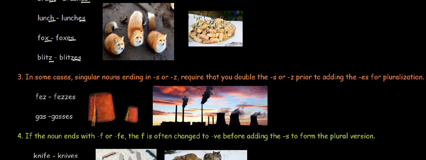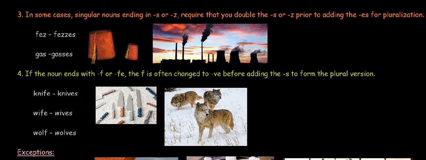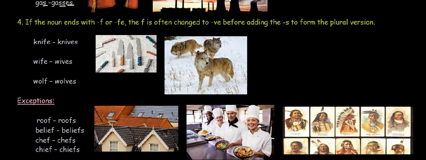Okay, so now let's move to the third way to pluralize a noun. Now, some singular nouns will end with S or Z. These nouns are required to double that last letter and then we must add ES. For an example, fez. It ends with Z, so we double the letter. We write Z twice and then we add ES. Gas, it ends with S, so you double the S and add ES. It forms gases. Okay, so let's now go to our fourth method.